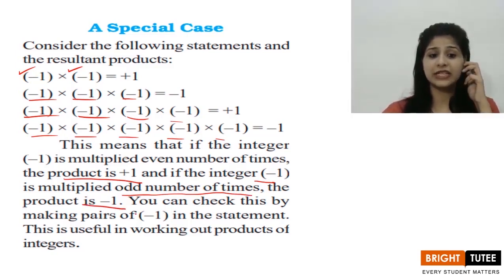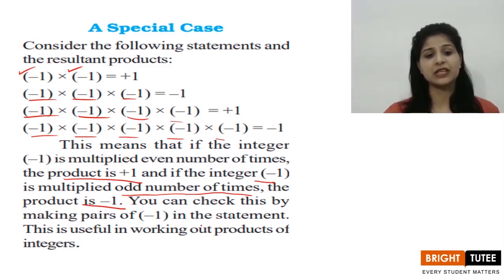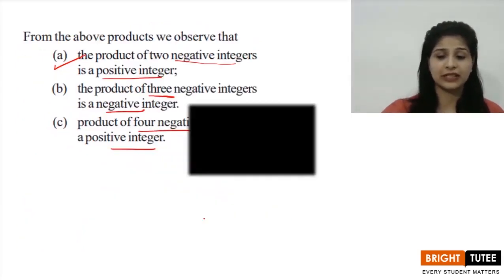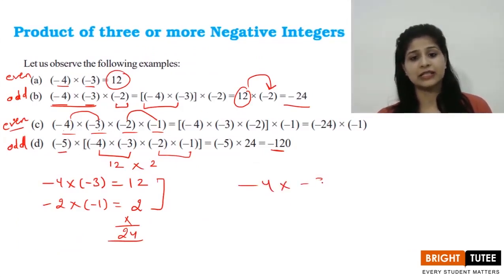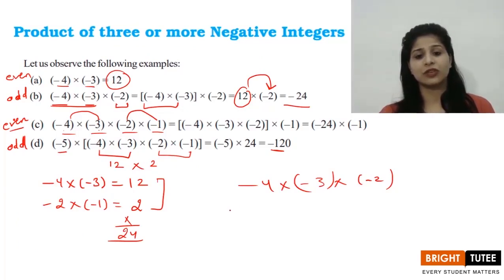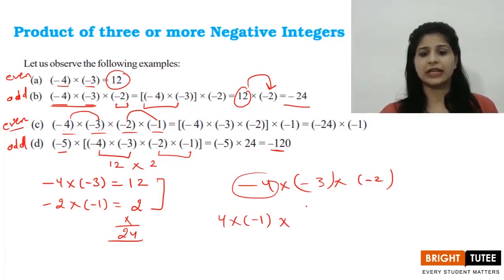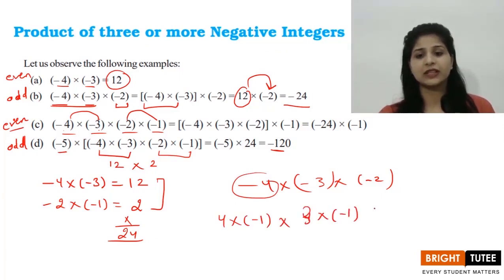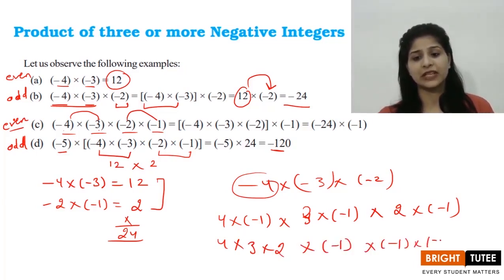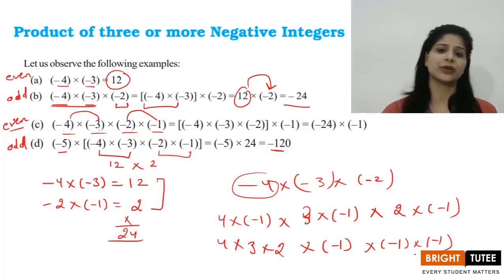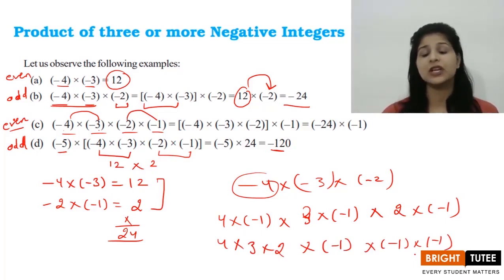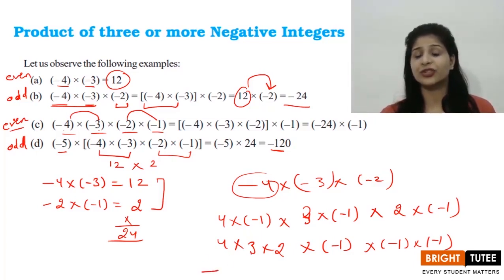We can check by making pairs of minus 1 in the product, which is very helpful. Just see minus 4, minus 3 and minus 2. This can be written as 4 into minus 1, then minus 3 as 3 into minus 1, and minus 2 as 2 into minus 1. So we can multiply 4 into 3 into 2, and minus 1 into minus 1 into minus 1. You have seen that minus 1 is multiplied an odd number of times, 3 times, so the answer would be negative. 4 3s are 12, 12 2s are 24. The answer would be minus 24.